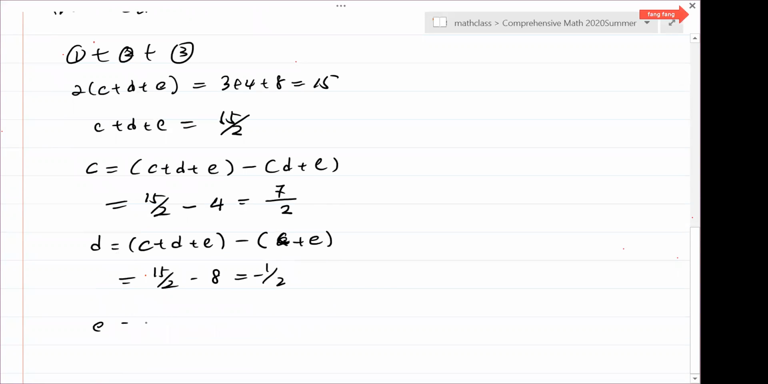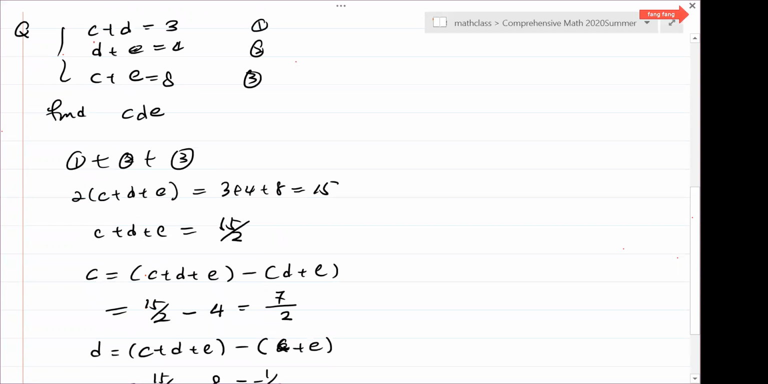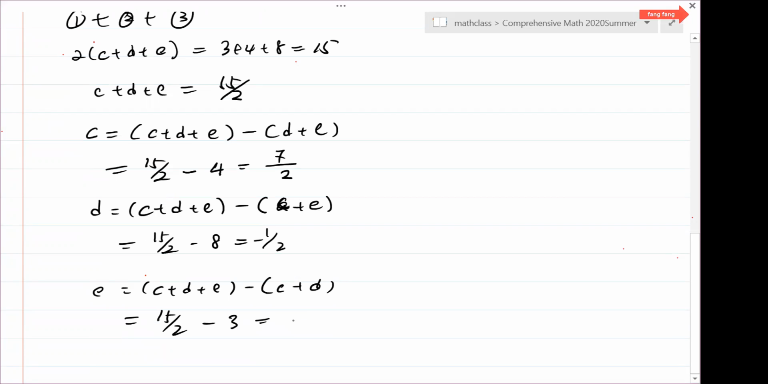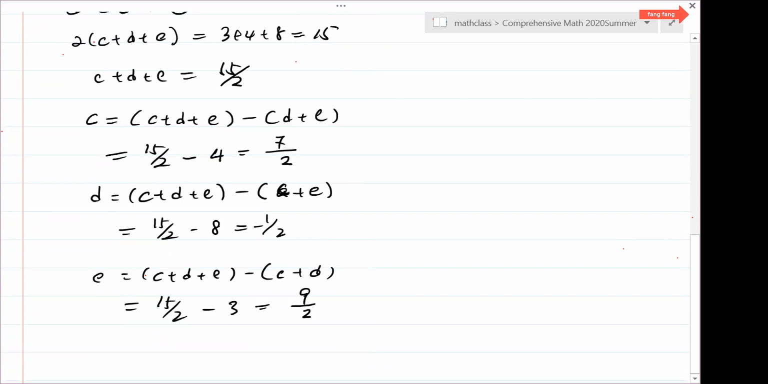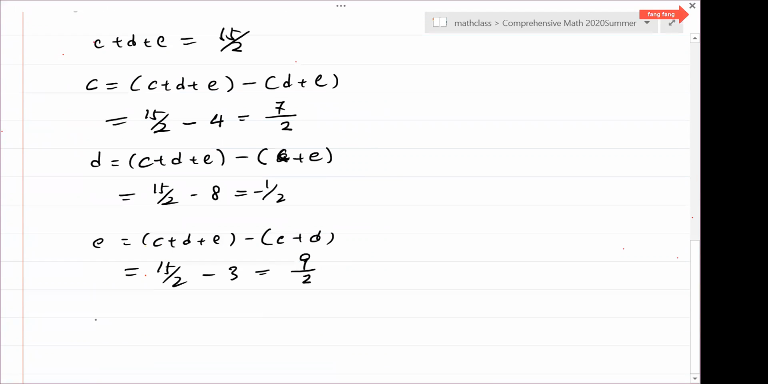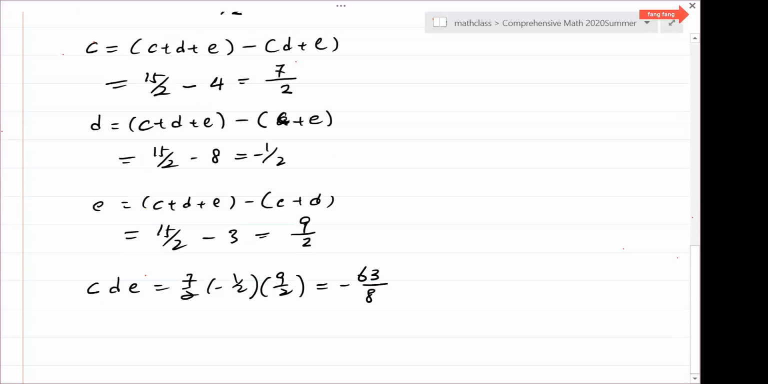Then finally, this is C plus D plus E minus C plus D, and then 15 over 2, C plus D is 3, okay? After you combine them, 15 minus 6 is 9. Then the answer for C, D, E is going to be the product of those numbers. Multiply them out, and it's going to be negative. Denominator is 8, the numerator is 63. 7 times 9 is 63. This is how we get this formula.